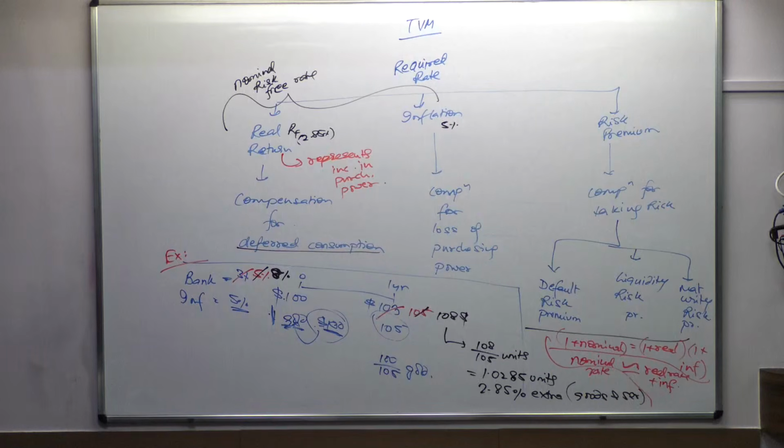Real rate plus inflation is the nominal rate. So this divided by 1 plus inflation rate equals 1 plus real rate. This is the problem.